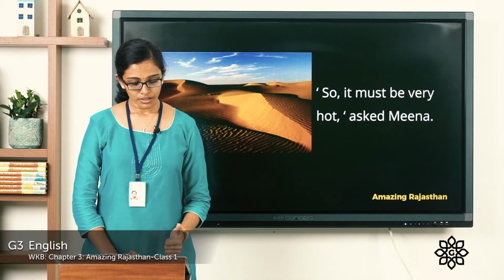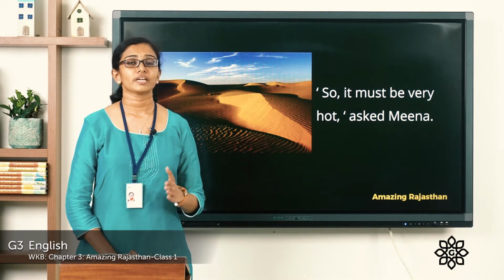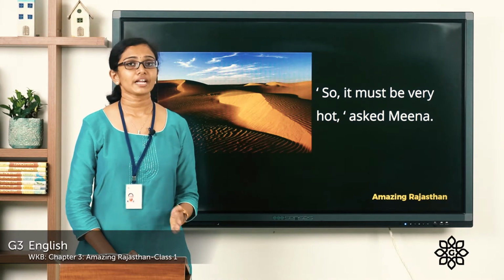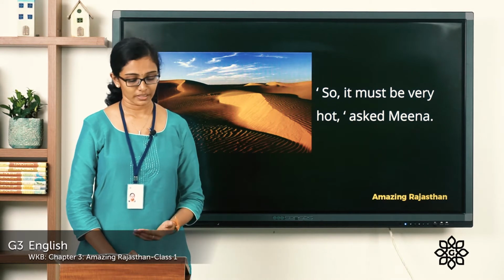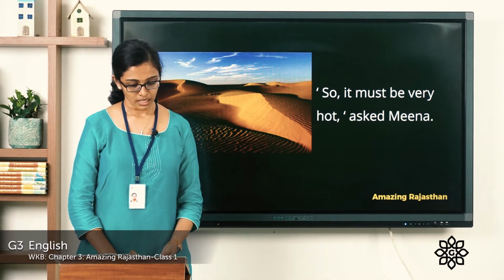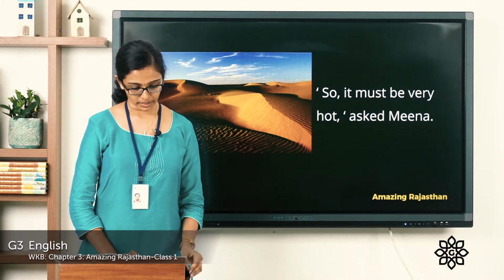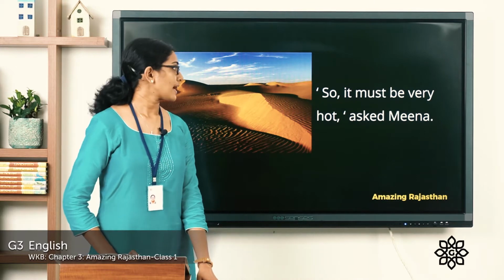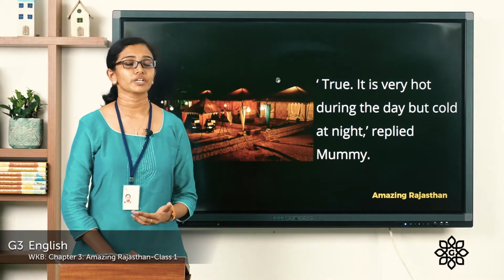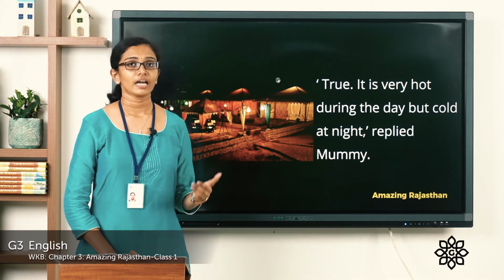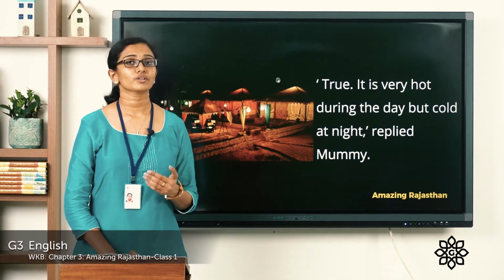Now, so it must be very hot, asked Meena. So we know in a desert, the trees and the grass are all very less. There is sand everywhere. So it must be very hot. So Meena wondered if it's very hot over there and she asked her mother. And what did her mother reply? True, it's very hot during the day but cold at night, replied Mummy. So what did she say? She said, even though it's very hot during the day, as time passes, as it gets to the night, the temperature comes down and it will be cold at night.